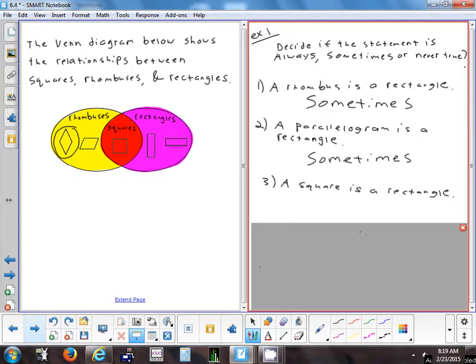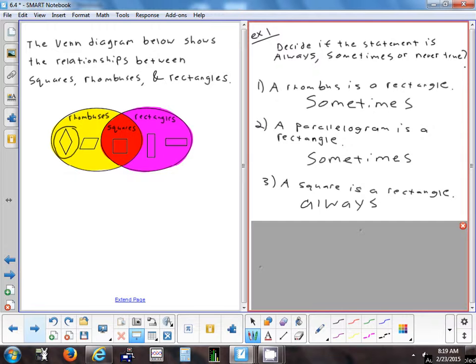Okay, how about number 3? A square is a rectangle. I thought a rectangle was a square, but a square can't be a rectangle. Well, let's think. What's our definition of a square? 4 right angles and 4 congruent sides. So if you have a shape with 4 right angles and 4 congruent sides, would that make it a rectangle as well? Yes. It's always true. A square is even more specific.